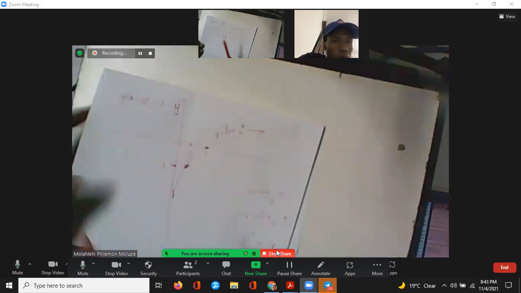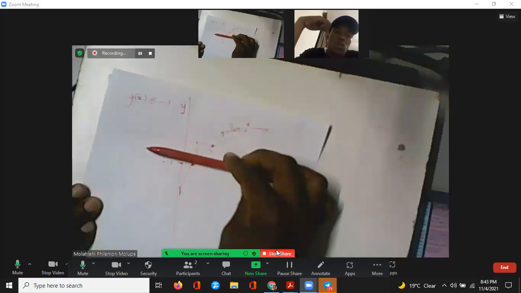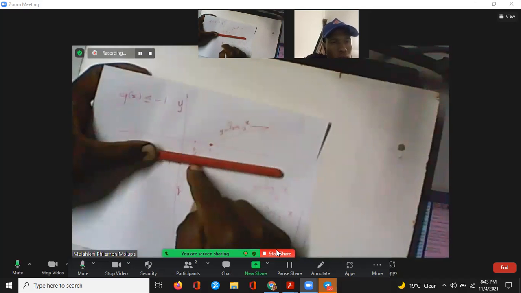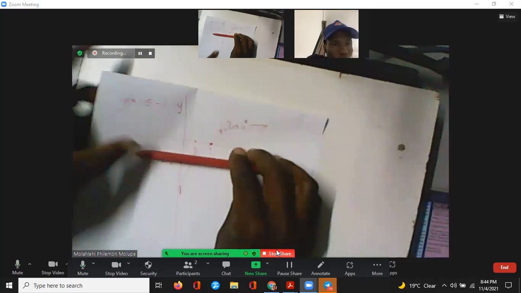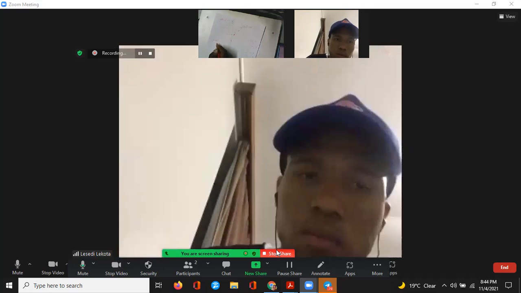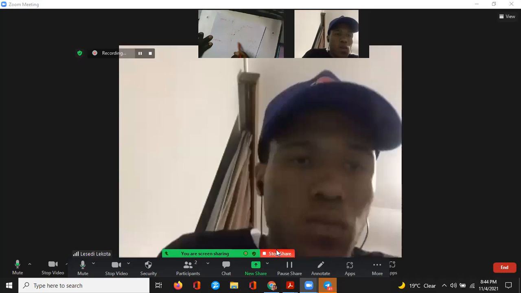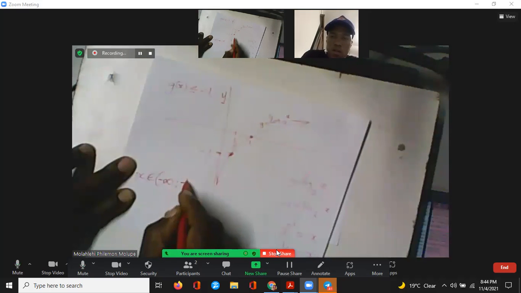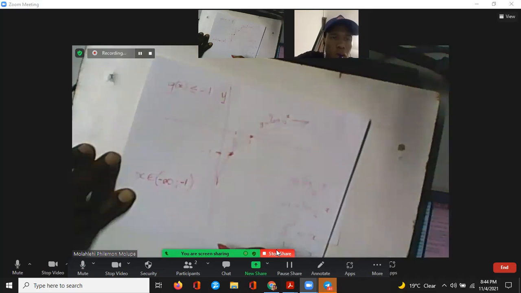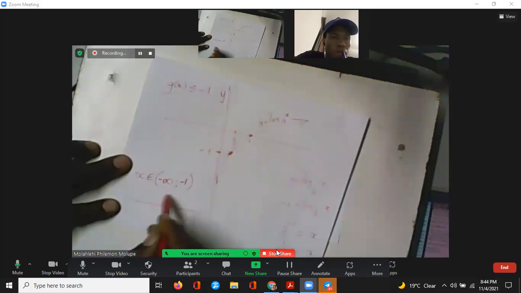Now, but the question says, when will g at x be less than minus 1? Look at this. You draw a line like this. Then if it's below that, this is the graph. It is from x, x is an element, then you start with negative infinity. Negative infinity, then up to negative 1. Negative 1 is not included. You see? Yeah. That is how you do it, graphical.